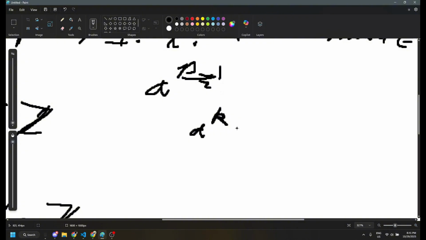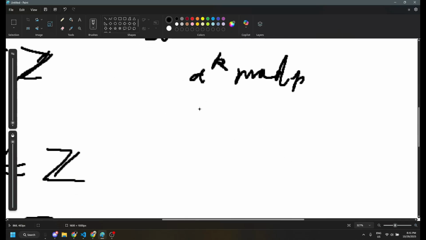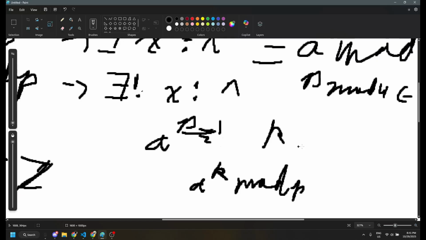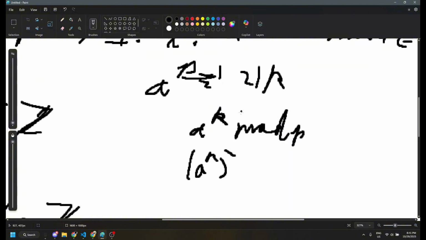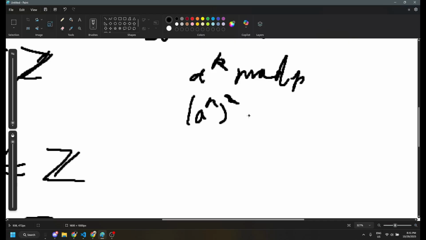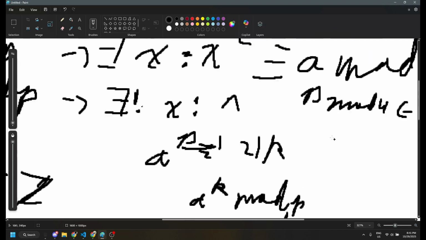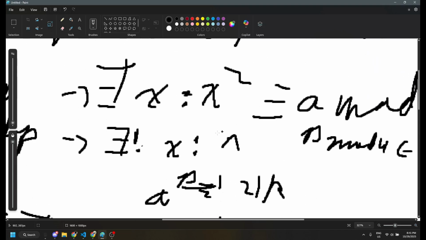Right? So a to the k mod p, we don't know. We know that if 2 divides k, then we can change it to a to the k over 2, squared, mod p. And we know that is equal to -1. Oh, okay. Getting somewhere.